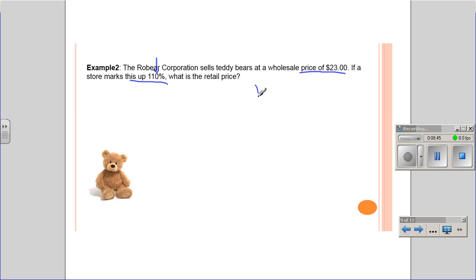So remember, retail price, I'm just going to use this capital R for retail, is equal to the wholesale price plus the markup. So I'm going to start abbreviating these. Okay, we know the wholesale price, 23, so that's easy to fill in. We need to figure out what the markup is. And the markup was 110%. Now you should think about that first. 100% of $23 is the whole thing, $23. So if I had 100% markup, it would be this $23 plus $23 more.